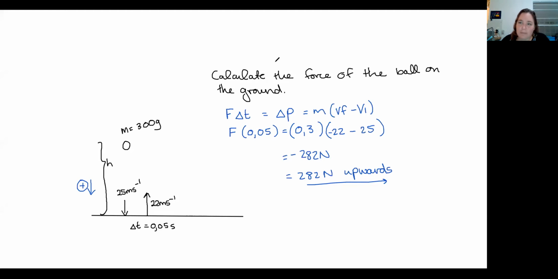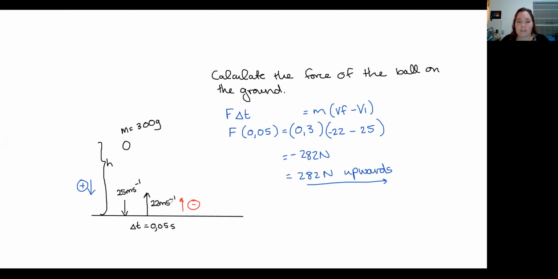Now, this is where people get confused. If downwards is positive, upwards is negative. Our equation is F delta T is equal to the change in momentum, which is the mass times final velocity minus initial velocity. So the time is 0.05. Please be careful, make sure that your seconds never change into fives. My mass is 0.3 kilograms because it's 300 grams divided by 1,000.